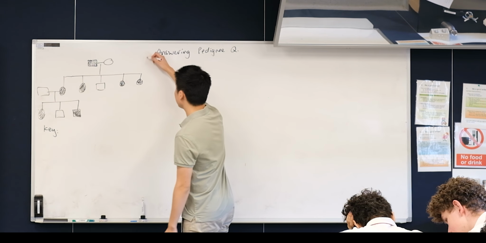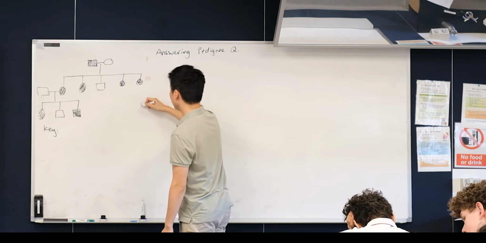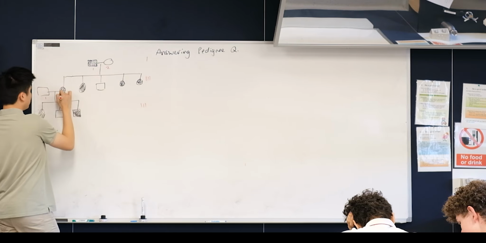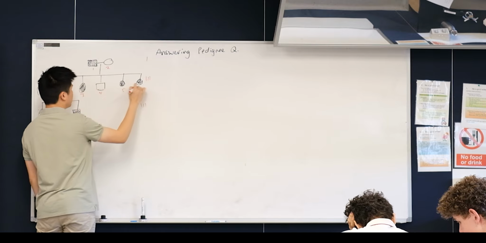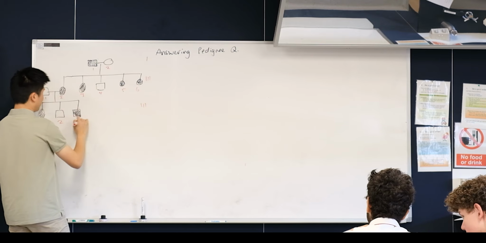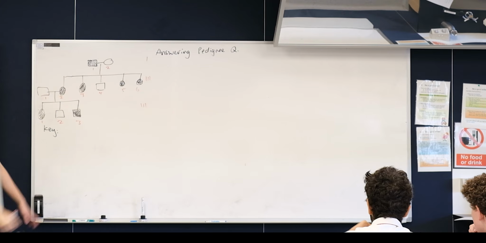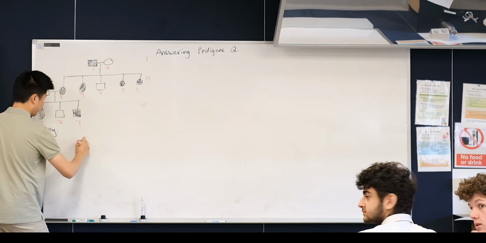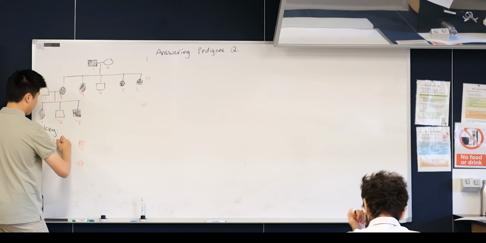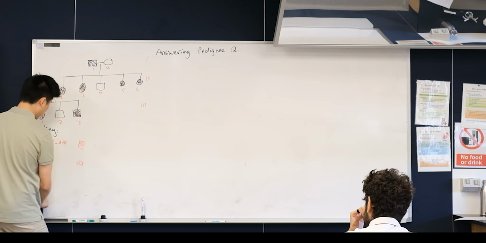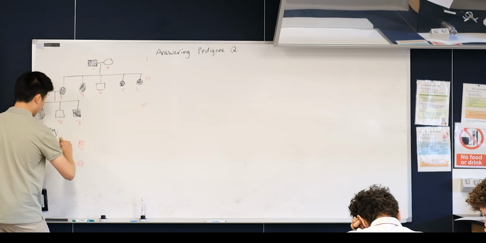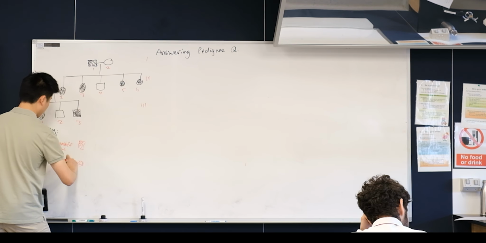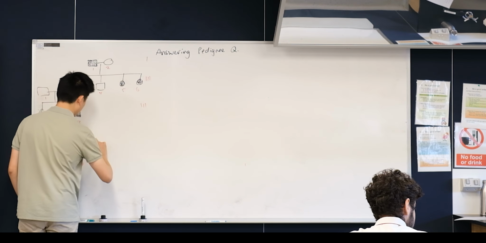So I can just annotate it like this. This is the first gen, this is the second gen, this is the third gen, right? Then I'll just number the individuals: 1, 2, then 1, 2, 3, 4, 5, 6, then 1, 2, 3. And then I'll draw a key. So square, circle, shaded square, and then shaded circle: affected or unaffected, I mean. Male, female, affected, male.